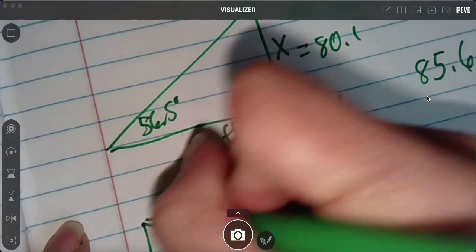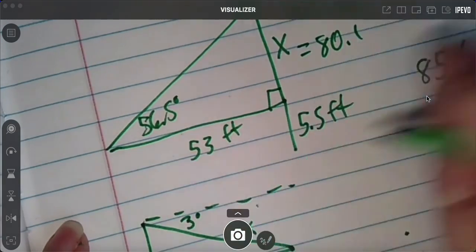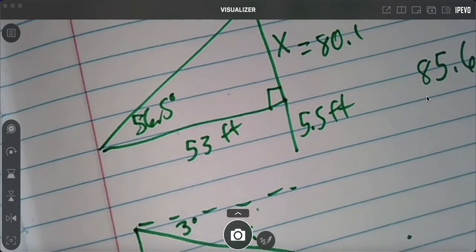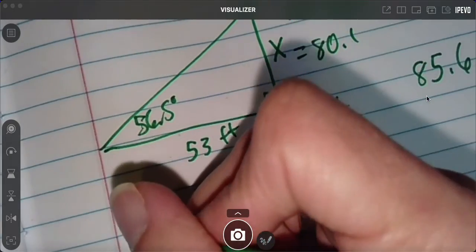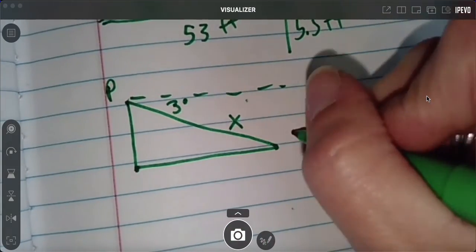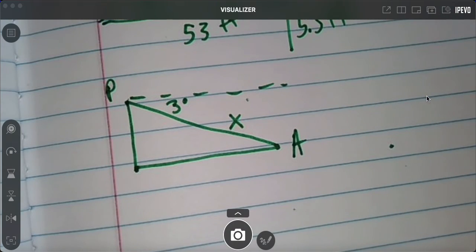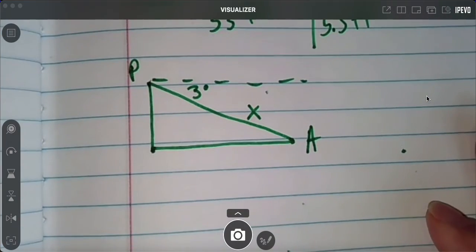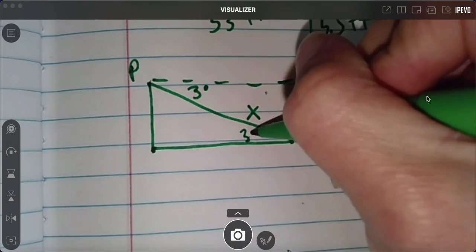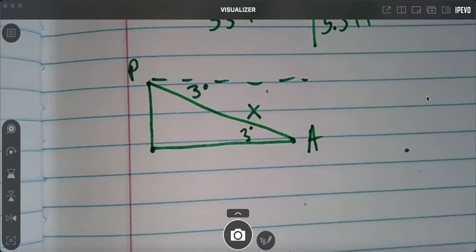So this is 3 degrees. They tell us that this is X. This is what we're looking for. We're looking for how far this plane is from the airport. Here's our plane. I'm going to call it P. And then I'm going to call this the airport right here. So this plane has to descend, but I know that this is a 3 degree angle. Then what do I know this is? A 3 degree angle. That's what we're using.